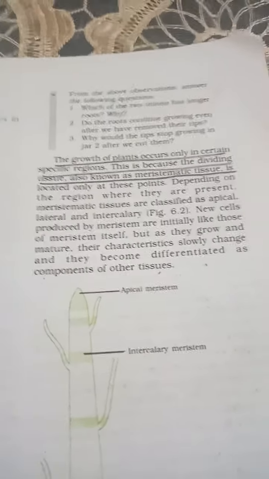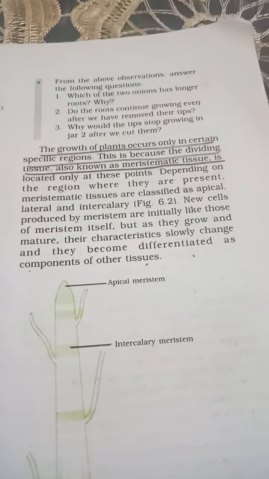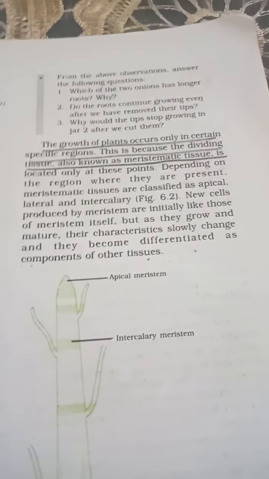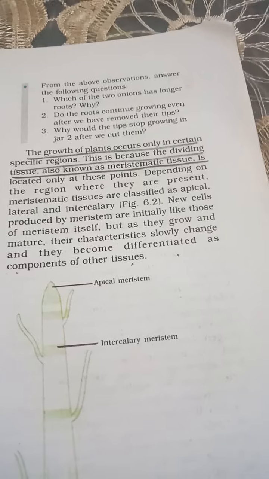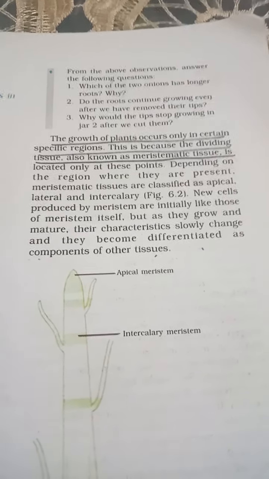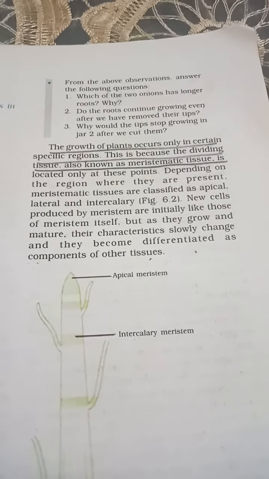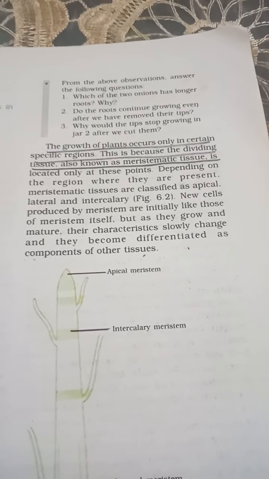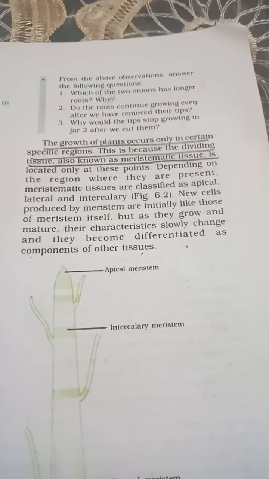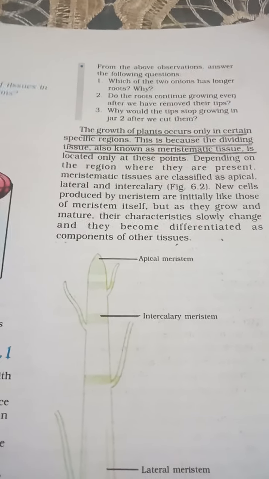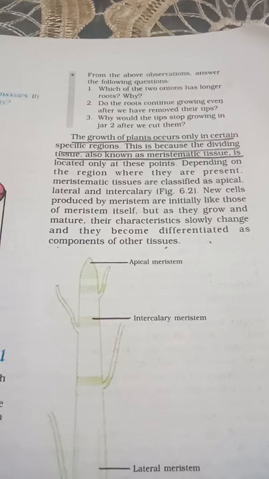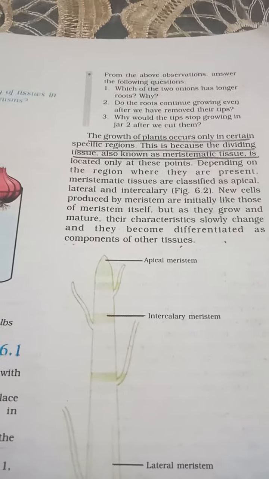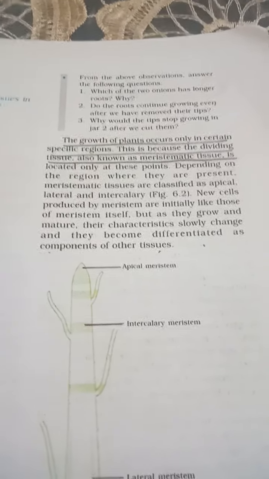Apical meristem, as you can see in the diagram, is found at the growing tips of stems, roots and growing young leaves, and it is responsible for growth and elongation of roots and stems. That is, it helps to increase the length of the plant. Second type of meristematic tissue is intercalary meristem, right?